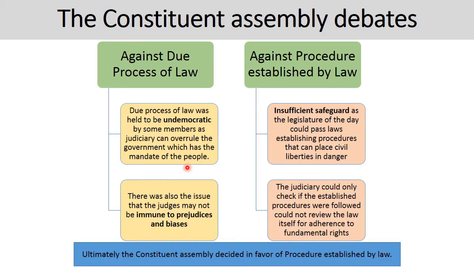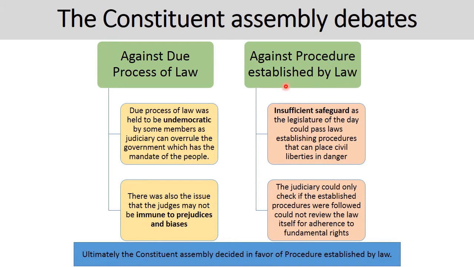So it was held undemocratic that the judiciary, which is not elected but appointed, can overrule the will of the people. It was also argued that judges may not be immune from prejudices or biases. That is, judges may have their own personal opinion coloring their judgment regarding the fairness of a legislative action.